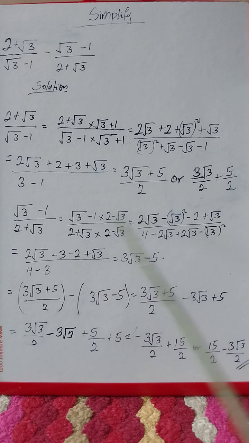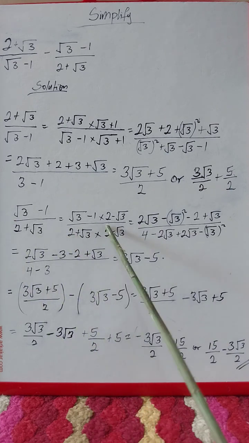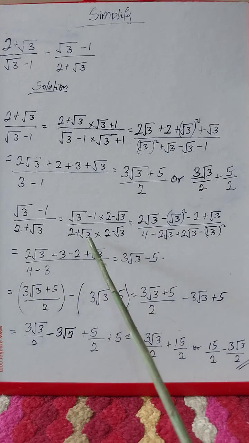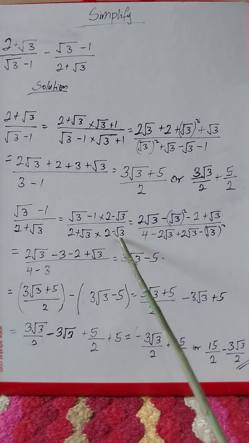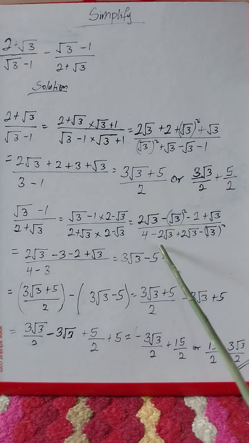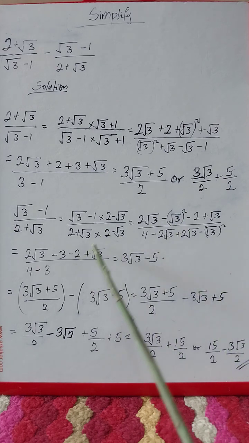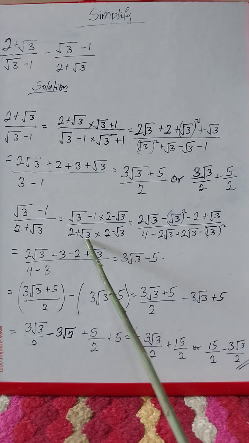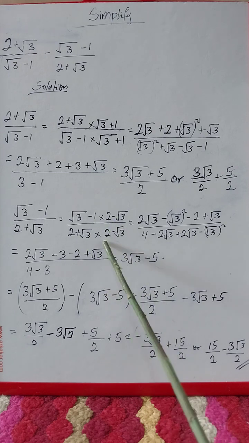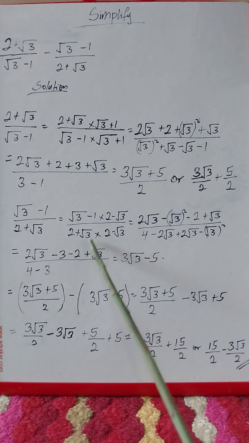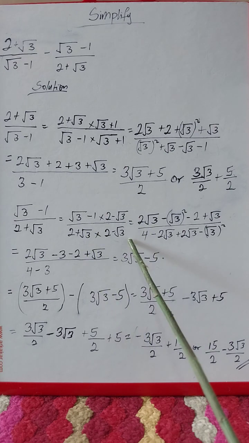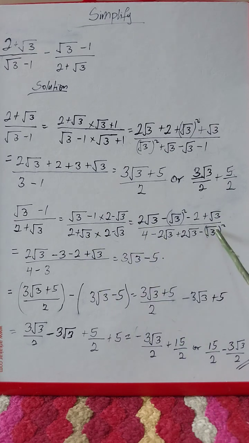So we come to the denominator. 2 times 2 gives you 4. 2 times minus root 3 gives you minus 2 root 3. Root 3 times 2 gives you positive 2 root 3, and root 3 times minus root 3 gives you minus root 3 square.